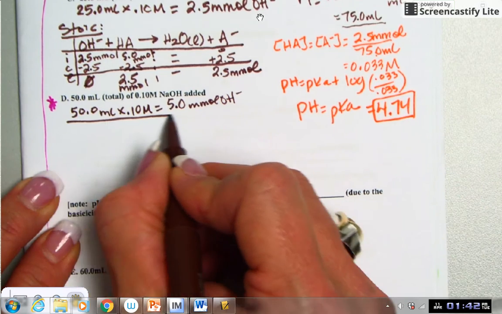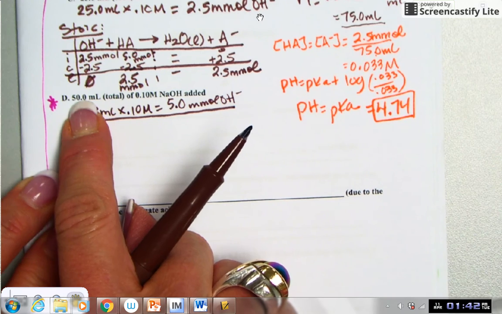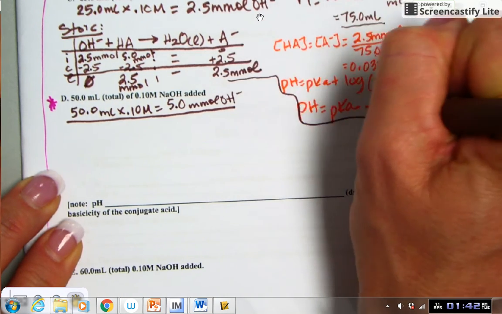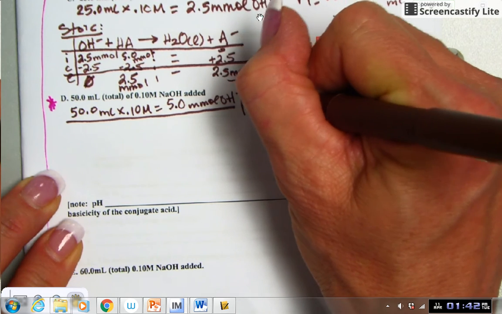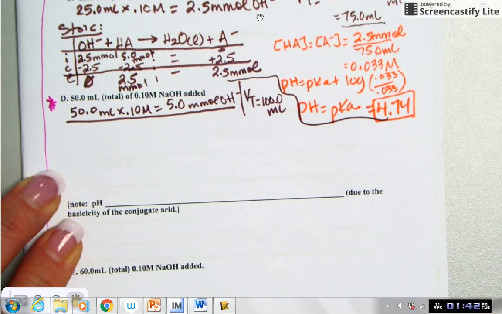So our V total here is going to be equal to 50 plus 50. Let me try to separate this out. So the V total for this part is going to be 100.0 milliliters. We'll need that for later.